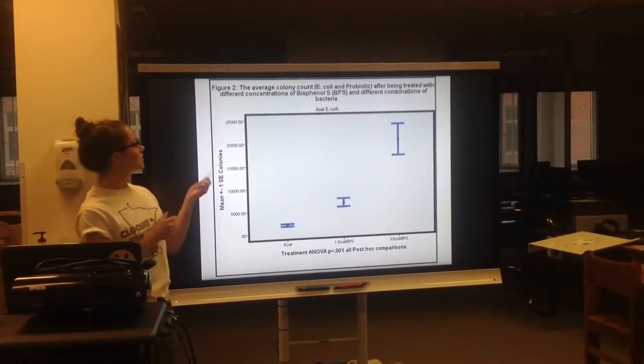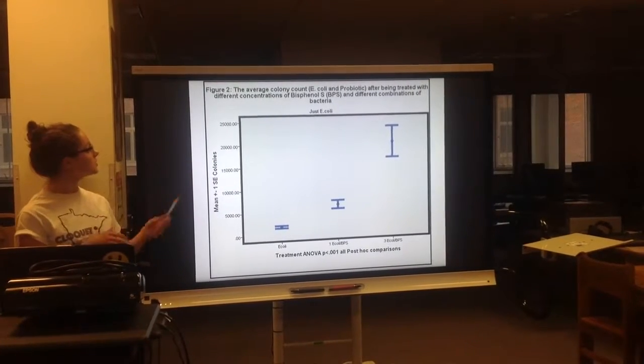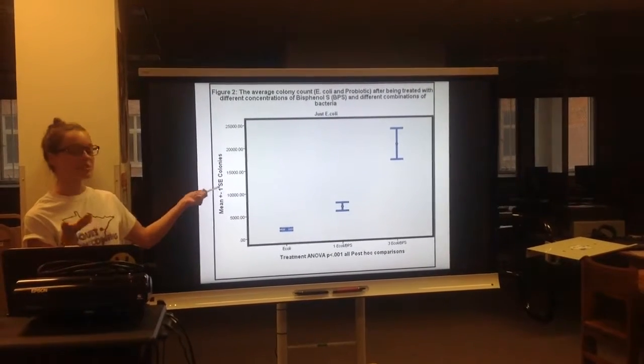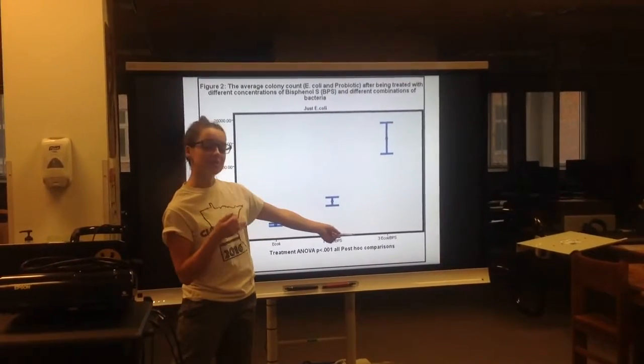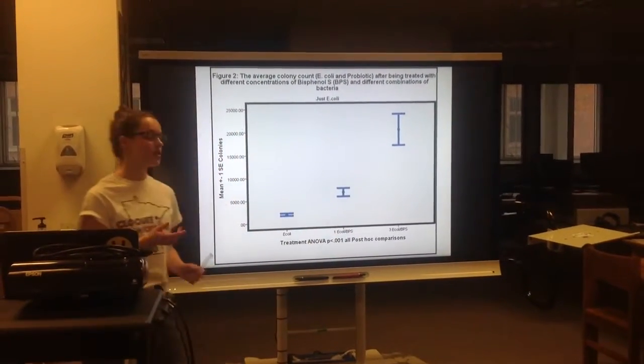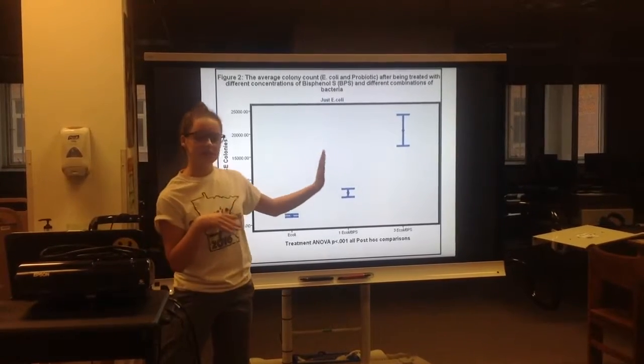Figure 2 is the average colony count of probiotics after being treated with different concentrations of bisphenol S and different combinations of bacteria. This is just the E. coli count. So this is 0, 1, and 3 strips of the BPS when exposed to the E. coli. As you can see, it does have a significant difference.